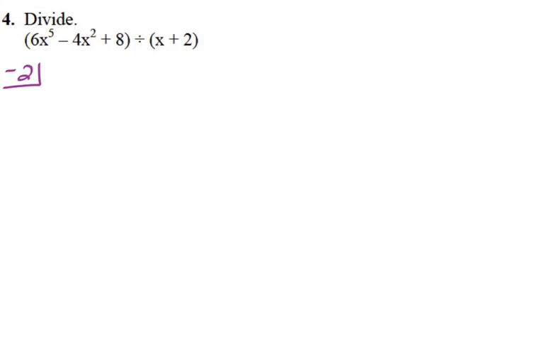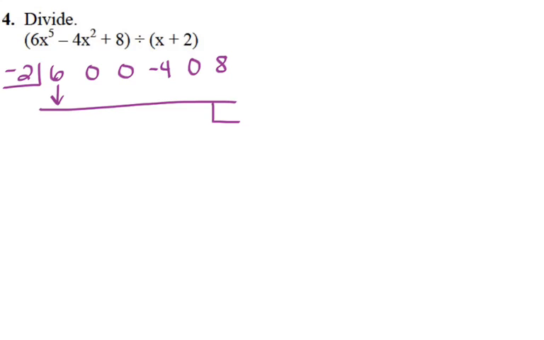I can go ahead and list out my coefficients. So I have 6x to the fifth, I'm missing my x to the fourth, missing an x cubed, I have my x squared, missing my x, and then I have my constant. So this one you're missing a lot of terms. With synthetic division, your first term goes straight down, so I have 6.